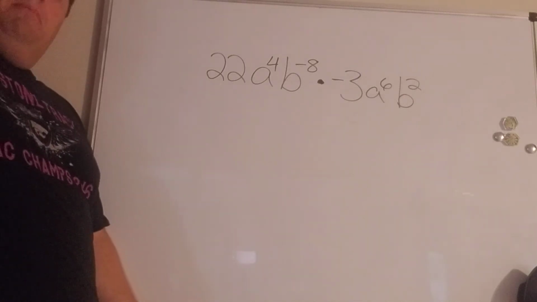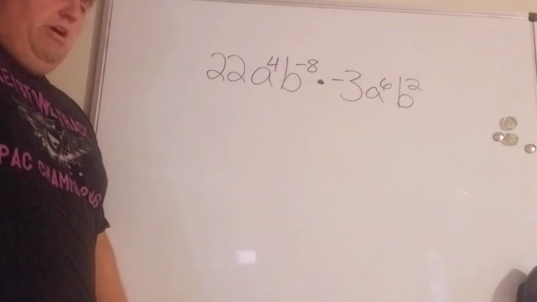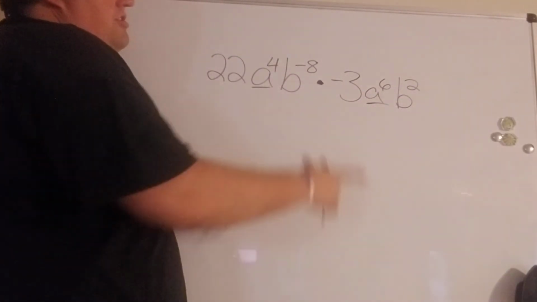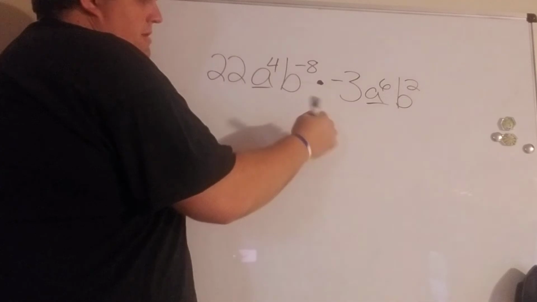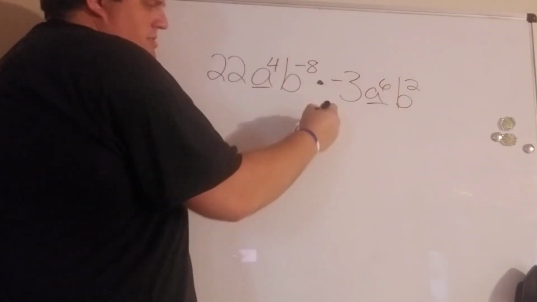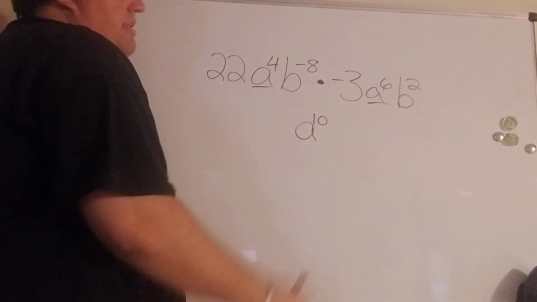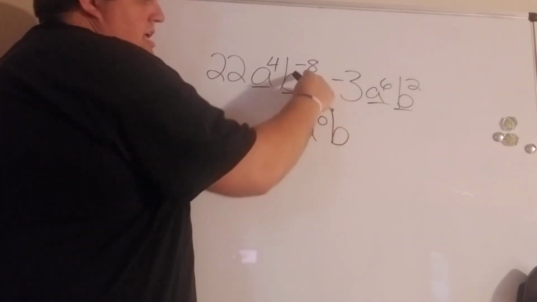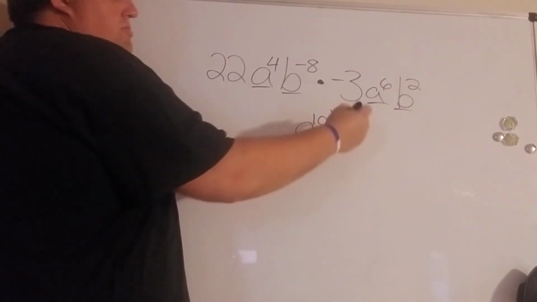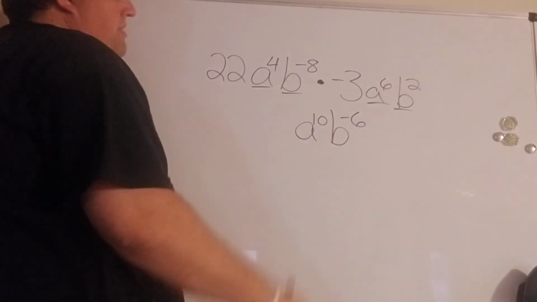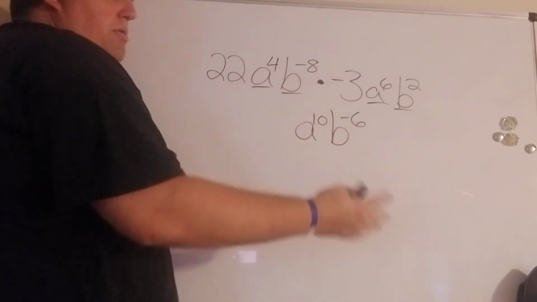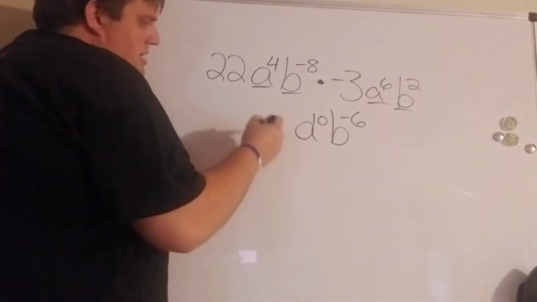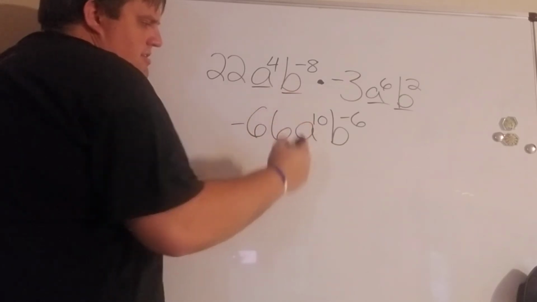So now I notice I'm going to use my multiplication rule, right? I have numbers with the same base. So I'm going to keep the base, and when I multiply, I'm going to add their exponents. That's a to the 10th. Same thing with the b's. Just keep the base, add their exponents. Negative 8 plus 2 is negative 6. And then 22 and negative 3, they don't have the same base, so we're just going to do whatever the problem says. In this case, that's multiply. So that'd be negative 66.